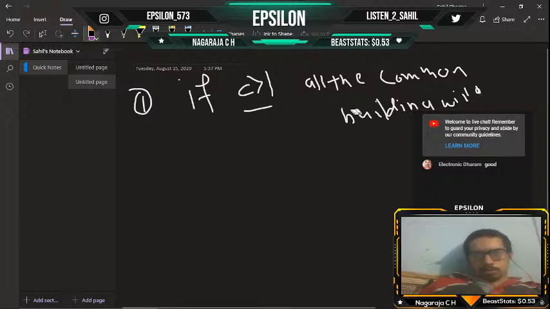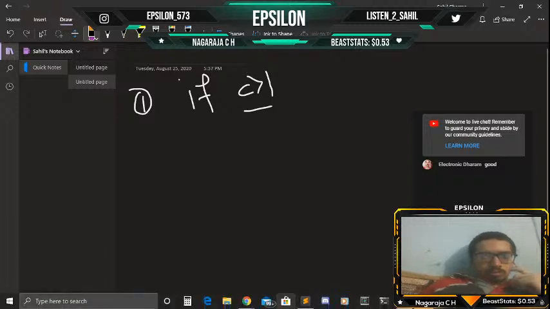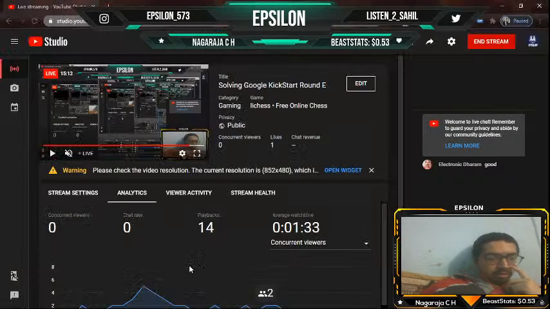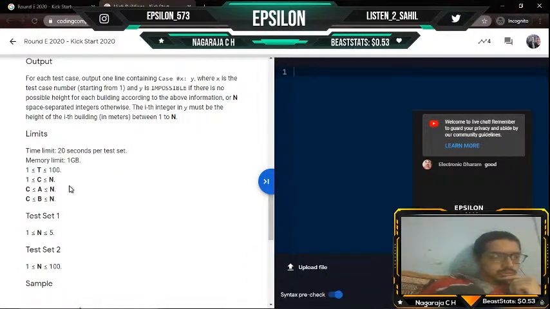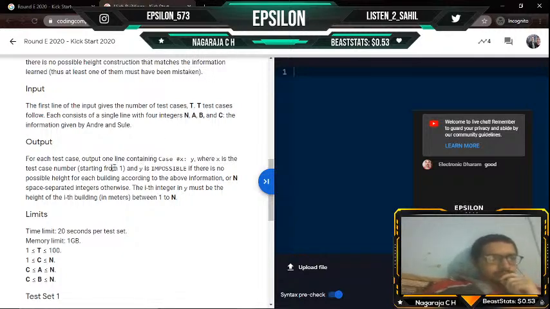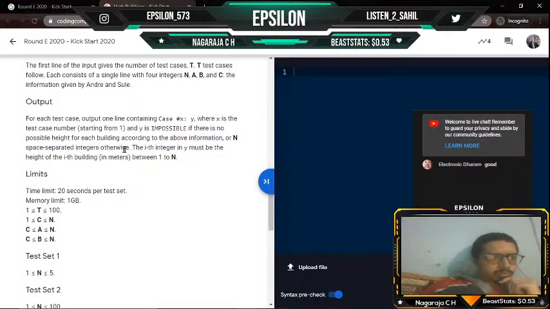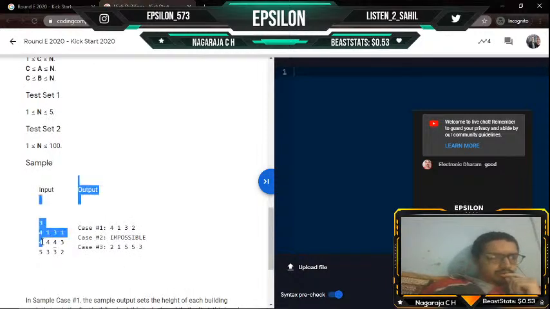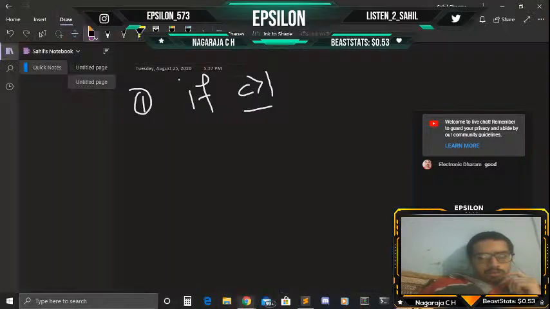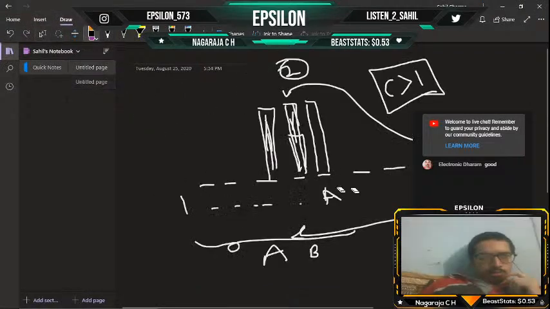Now you get the point. So that is the first condition that I'm going to use here. For such a case, it's impossible. Everything given must be right. So we are given n. So there are three buildings that the right can see. Let's try.